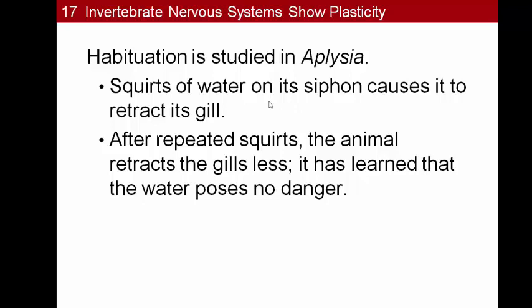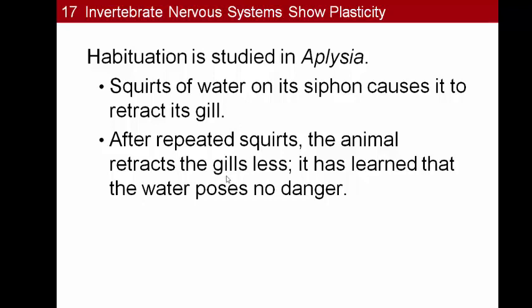Well, something that they'll do with the sea slugs is that they'll squirt water on its siphon. So its siphon is a tube. If you look in your textbook, there's a picture of a sea slug. It's just a tube that the sea slug has that it uses to draw in water. And when you squirt water on its siphon, it scares the sea slug. Essentially what's happening is that it retracts its gills because it's scared. It stops and panics a little bit.